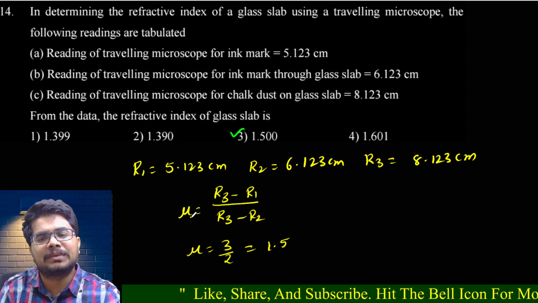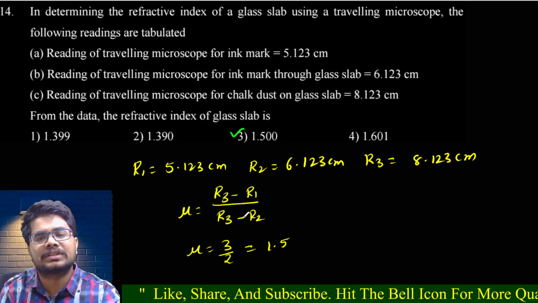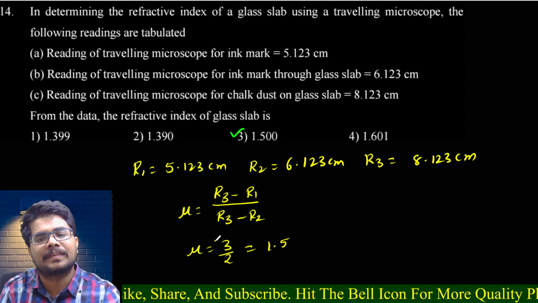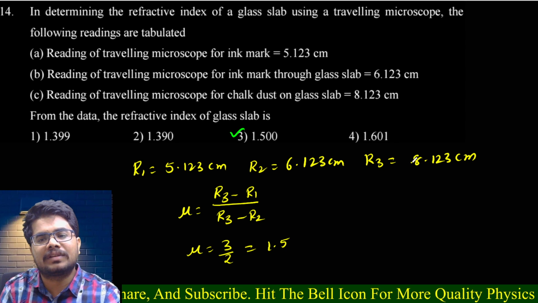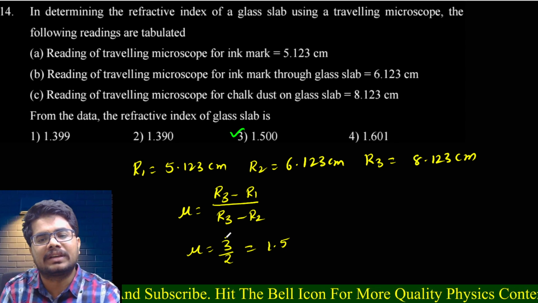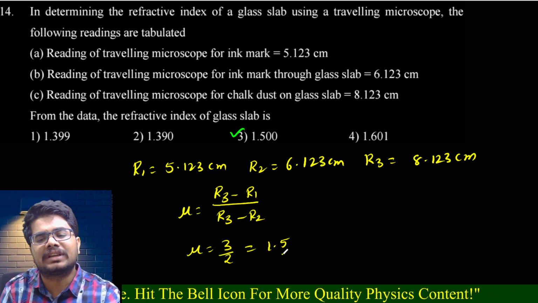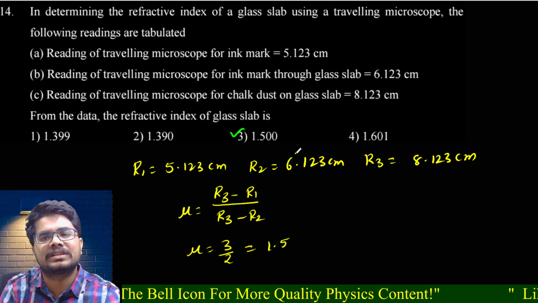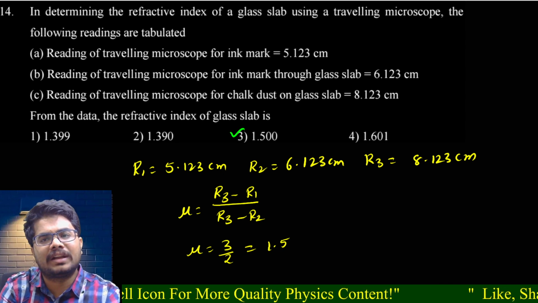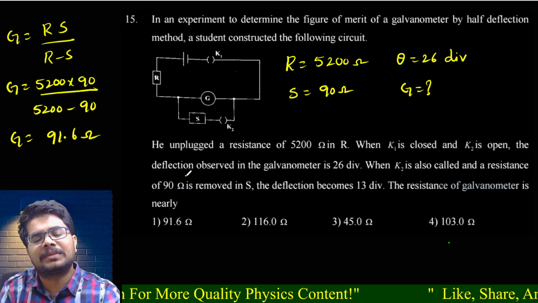So the refractive index formula we know is R3 minus R1 by R3 minus R2. This is the lab formula, we did this in the lab. R3 minus R1, if you do this minus this, what will you get? 3. This minus this, what will you get? 2. 3 by 2 is 1.5, a generally known value only. Fine, literally from the lab directly. This question also is from the lab directly.